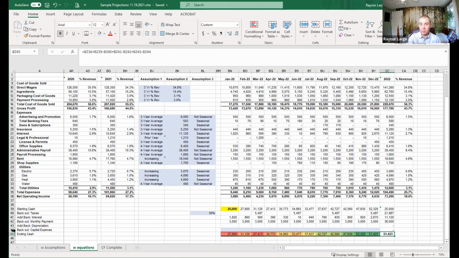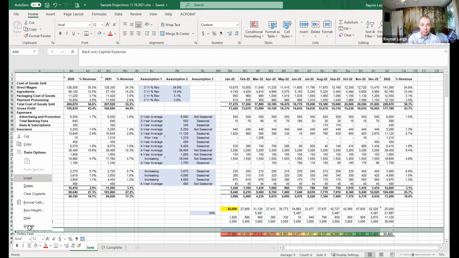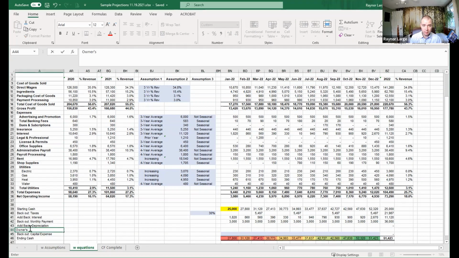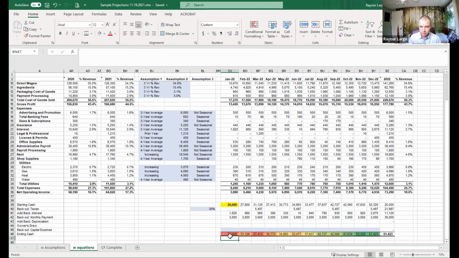If I want to, I could add as capital expense or another line item for owner's draw, right? That would be a simple new column where I say owner's draw. And I'm going to draw down on this. And all you do is you just back out whatever owner's draw you have. The equation is exactly the same. And if I look at this and I'm saying, okay, I go from 25 to 51. So for December, I'm going to take a $25,000 owner's draw.